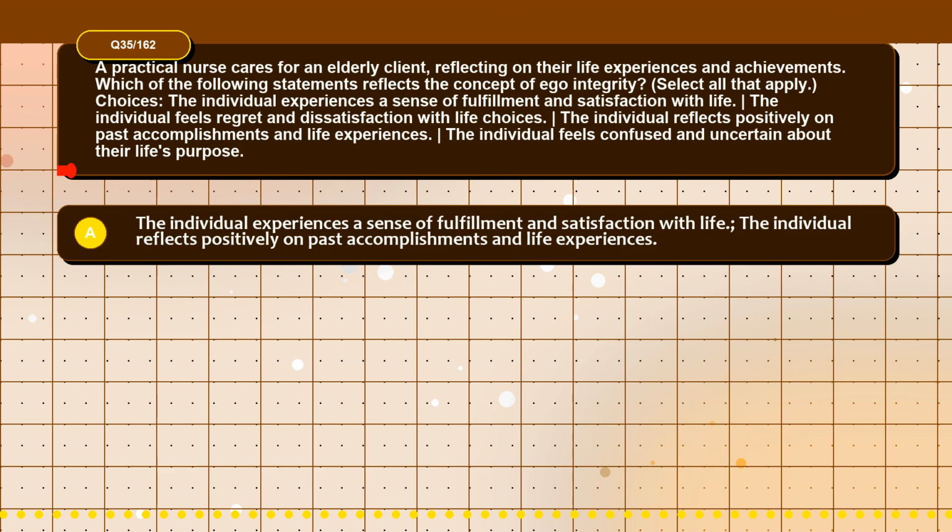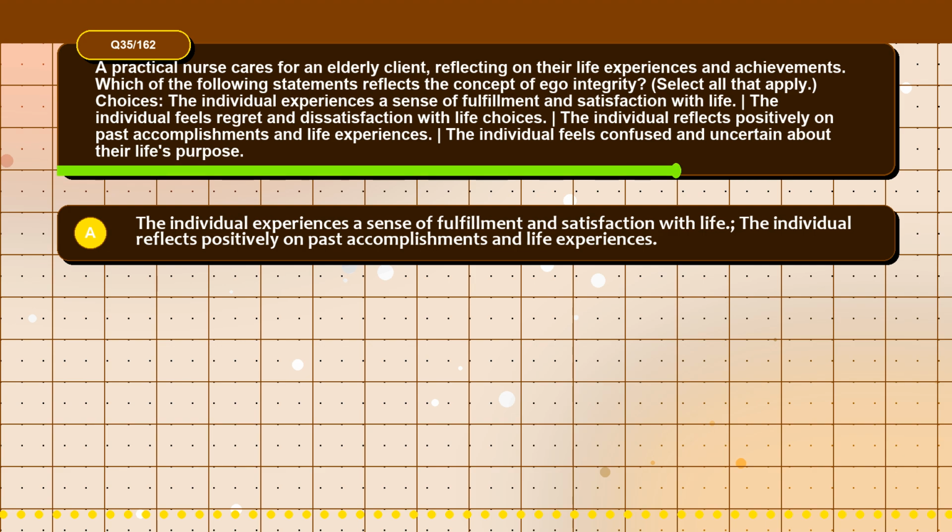Question 35. A practical nurse cares for an elderly client, reflecting on their life experiences and achievements. Which of the following statements reflects the concept of ego integrity? Select all that apply. Choices. The individual experiences a sense of fulfillment and satisfaction with life. The individual feels regret and dissatisfaction with life choices. The individual reflects positively on past accomplishments and life experiences. The individual feels confused and uncertain about their life's purpose.